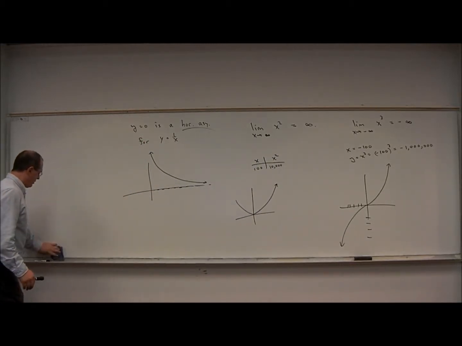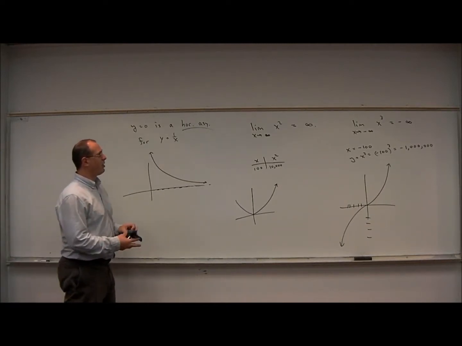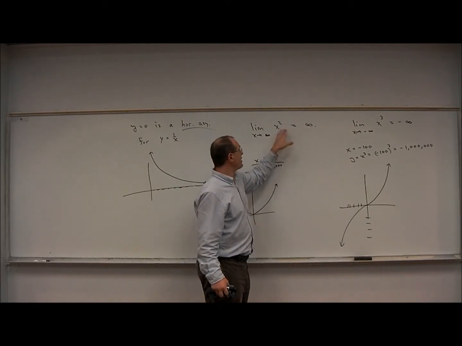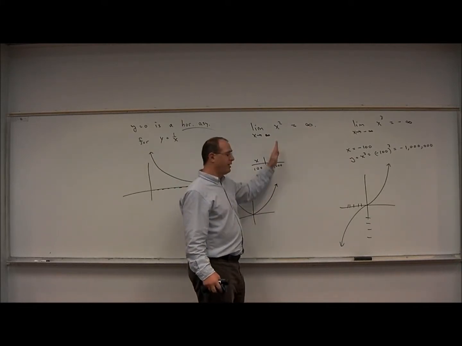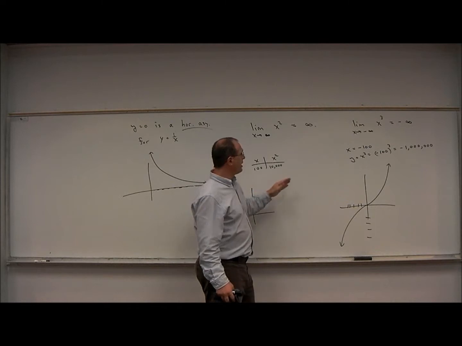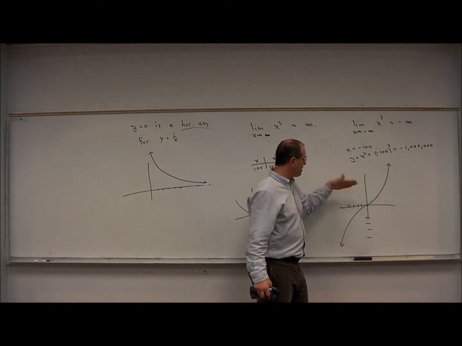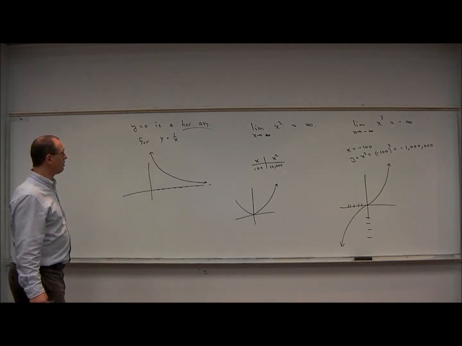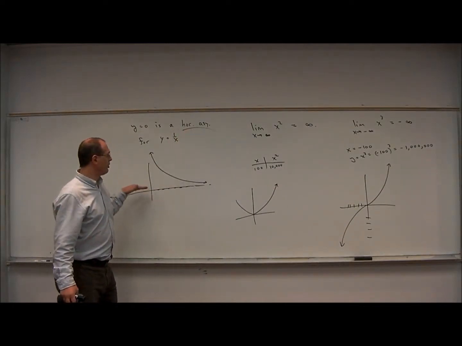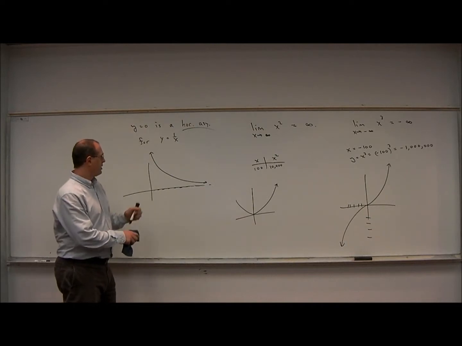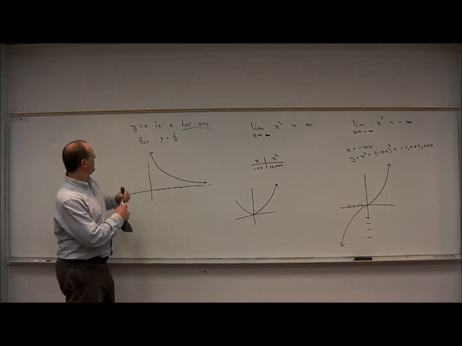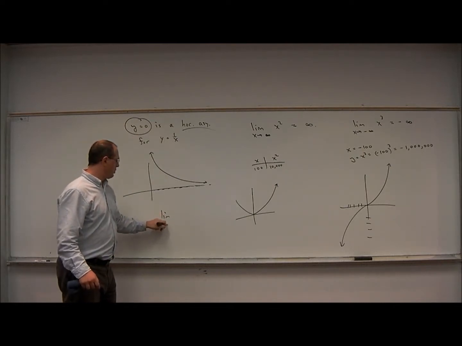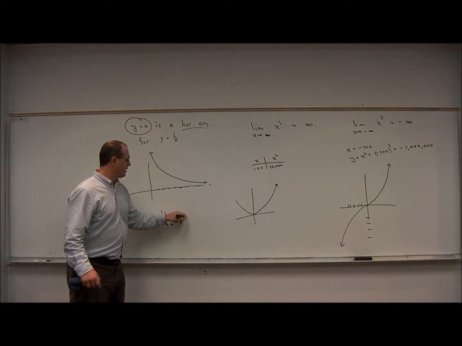So in those last two examples, we didn't have a horizontal asymptote, because the limits were not numbers. For x squared, the limit was infinity. There's no horizontal asymptote there. And for x cubed, as x went to minus infinity, the limit was minus infinity, so no horizontal asymptote there. In order to get a horizontal asymptote, the limit had to be a number. In this horizontal asymptote, the limit was 0. The limit as x went to infinity of 1 over x was 0.